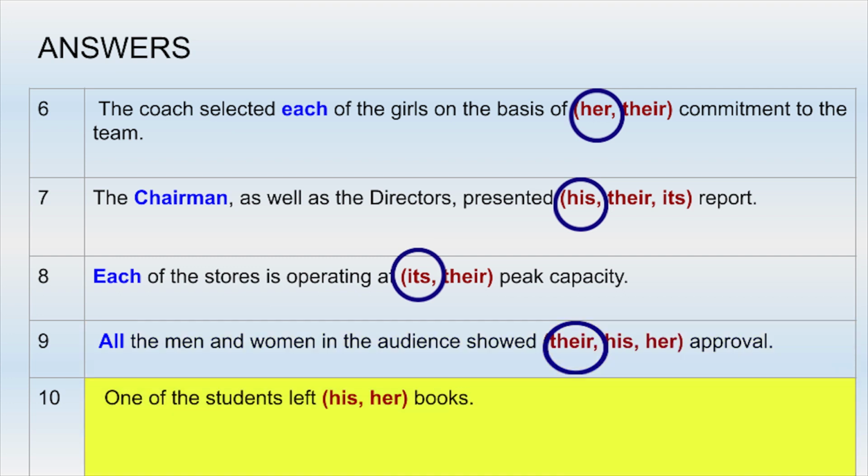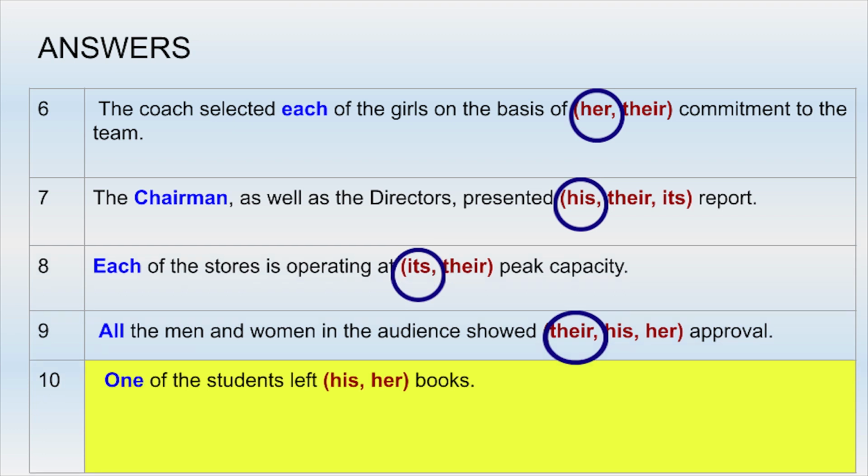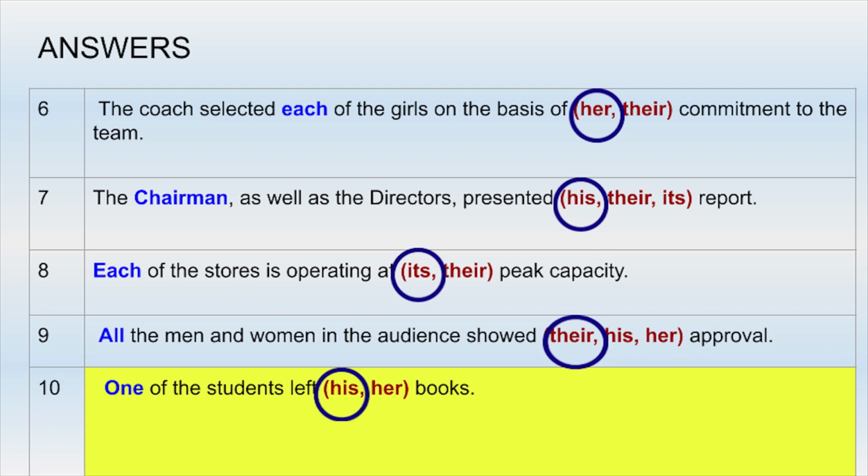And number 10. One of the students left his or her books. The antecedent is one, which takes a singular pronoun. We do not know the gender, so we use the masculine gender, his. However, please note that most writers prefer to use the pronoun their in order to be gender neutral. So our sentence could be one of the students left his books or one of the students left their books.